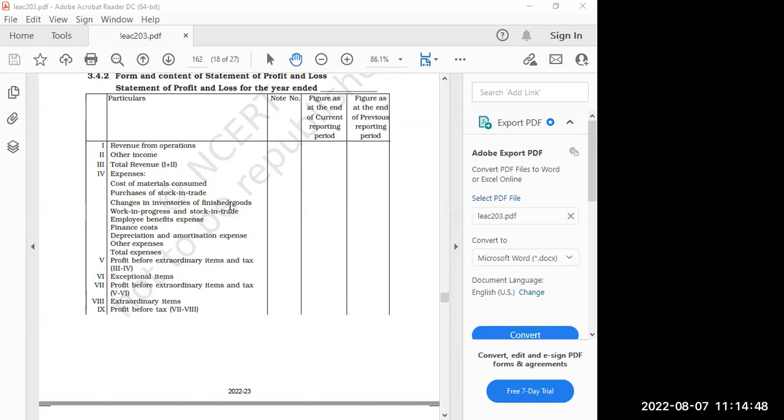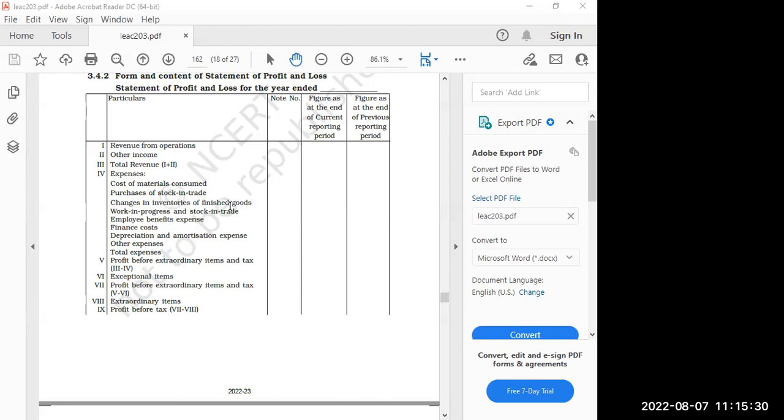Okay. So after writing all these things, you take a total of these 7 items. Only expenses you take a total. Cost of materials, purchase of stock in trade, change in inventory, employee benefit expense, finance cost, depreciation and amortization, and other expense. Only these 7 items you take a total. The total is called total expenses. So from the total revenue, that is point number 3, minus this total expenditure, you will get profit before tax. From that, minus tax, you will get profit after tax. That's all. There are so many items given. Don't worry about that. Only that much.